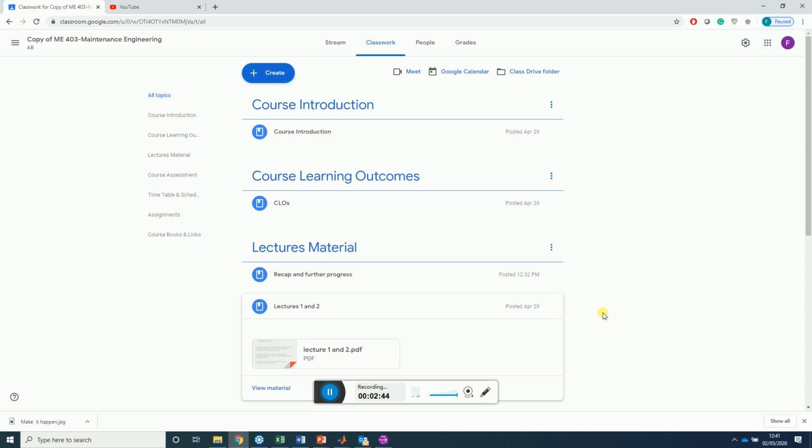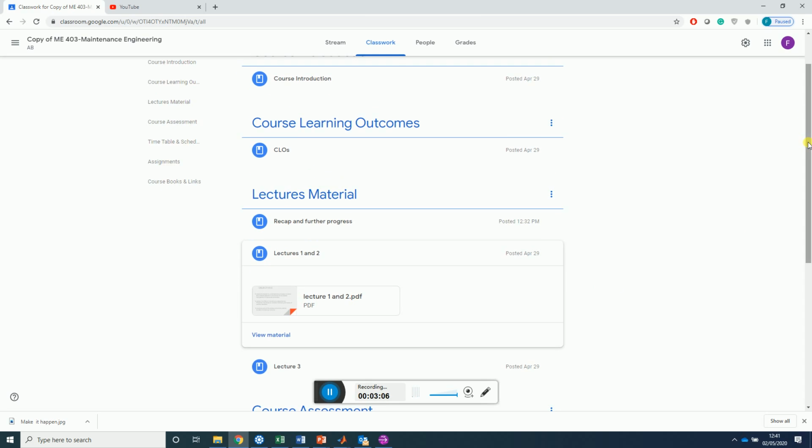So you will find under lecture materials the slides that I use, as well as the voice recording that I use to explain and elaborate the slides as a lecture. And the reason I do that is because, of course, I am trying to give you the luxury to go through this lecture whenever it is convenient for you.